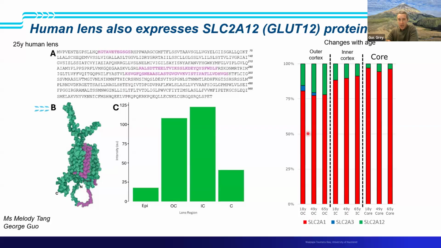And so you can see in the outer cortex of all of the different ages of human lens, you can see the predominant form is GLUT1 in red. The second most abundant is GLUT12, and there's a little bit of GLUT3. So in actual fact, those relative abundances don't seem to change too much with age. They do change with position in the lens. So you can see decreasing amounts of GLUT12 relative to GLUT1 in the inner cortex and the core, and the disappearance of GLUT3 as well.